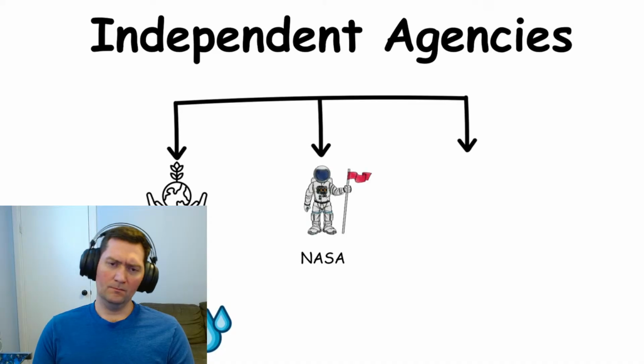Another notable independent agency is NASA, the National Aeronautics and Space Administration. Founded in 1958, NASA is responsible for the nation's civilian space program, conducting research.